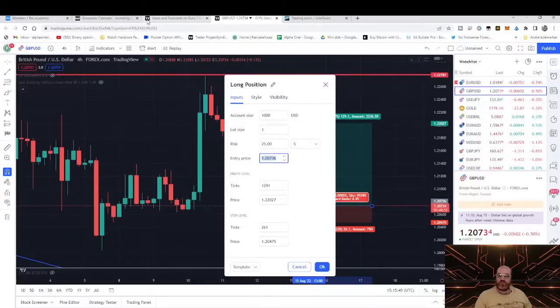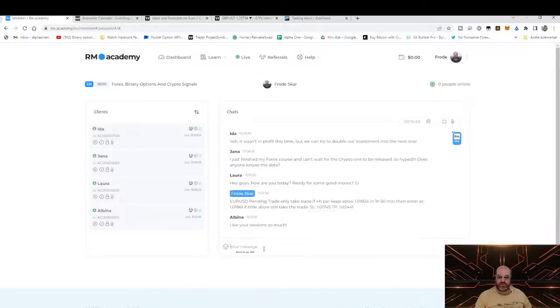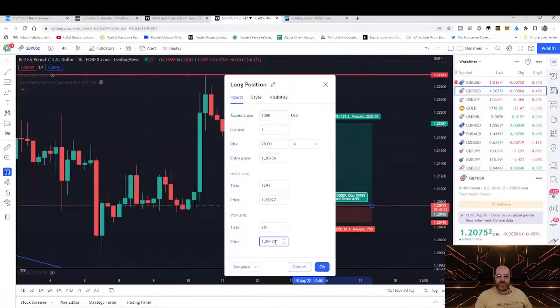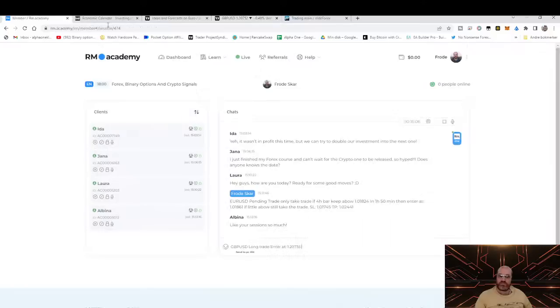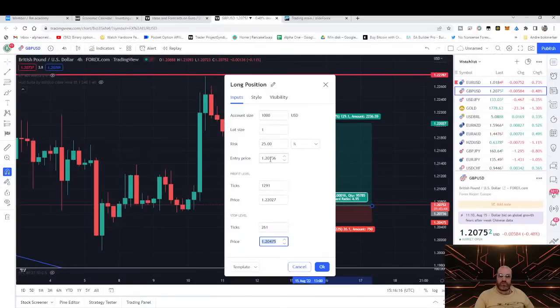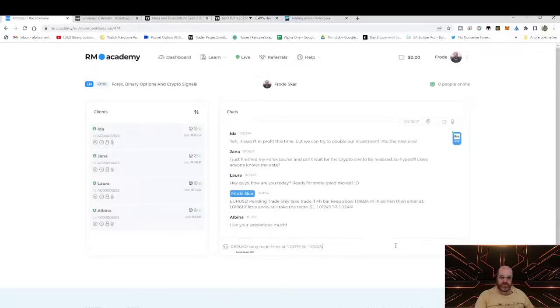So that's GBP USD. Let's take that one also. GBP USD long trade. We enter at this level here. We set our stop loss at this level, and we go for a profit here. This is also a swing trade.